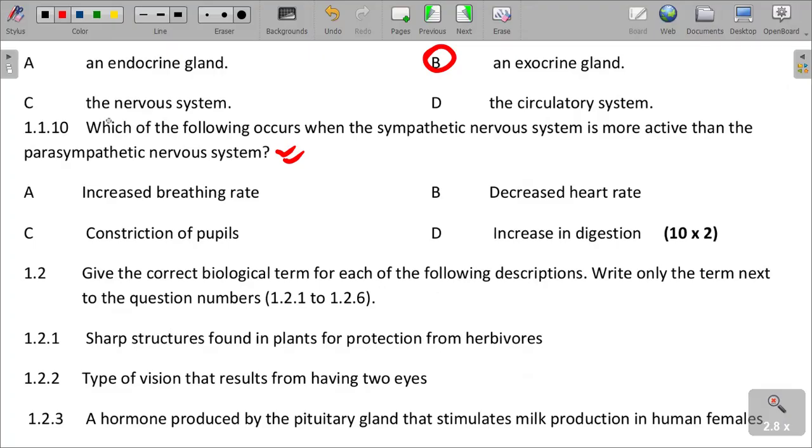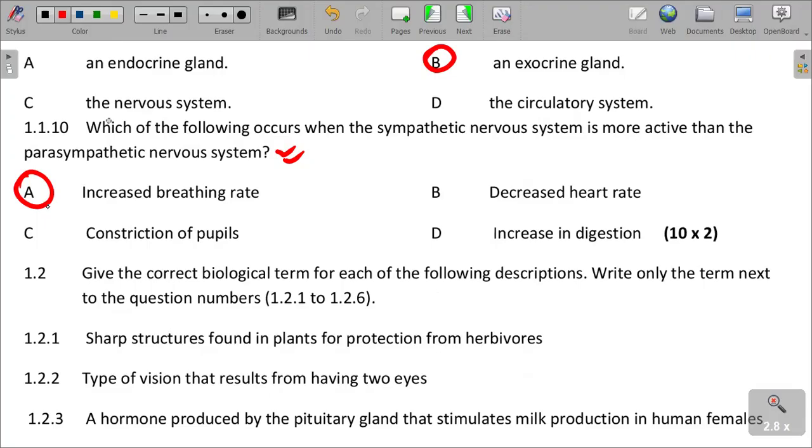So it causes increased what? Increased breathing rate. The sympathetic and parasympathetic nervous systems work opposite to each other. You need to understand that when this occurs, increased breathing rate takes place. We also talk about the dilatation of the eye. We talk about all these instances whereby there is an increase of activity in the sympathetic nervous system.